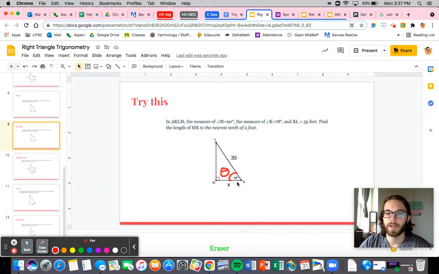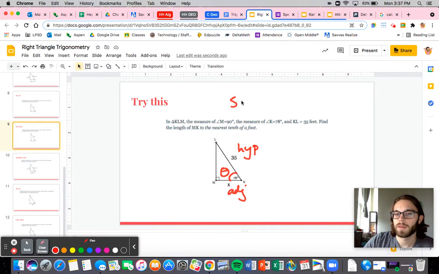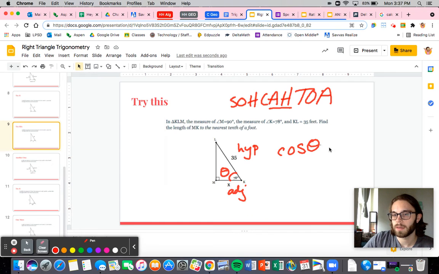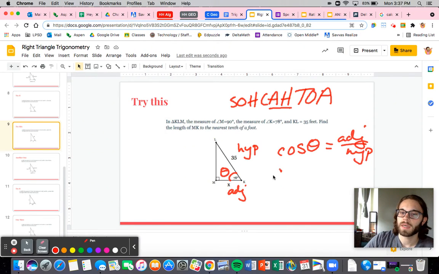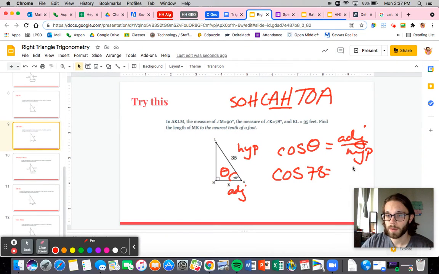Okay. Here's my adjacent side, and here's my hypotenuse. So I need the one with A and H. SOH CAH TOA. So I need the A and H, which is right here with the cosine. So I have cosine of theta is equal to adjacent over hypotenuse. Okay, so I have cosine of 78 is equal to x over 35.